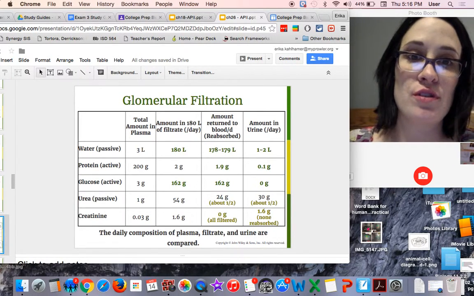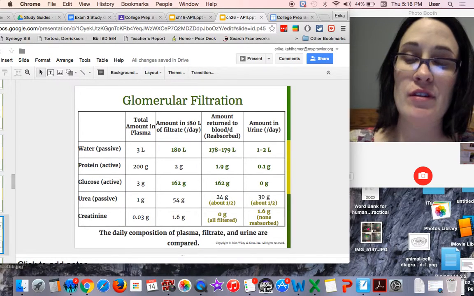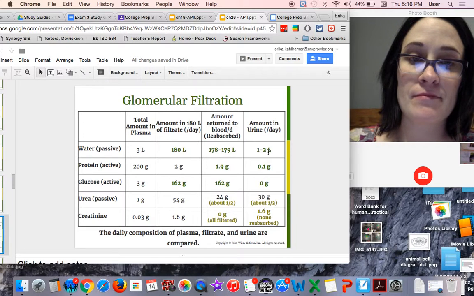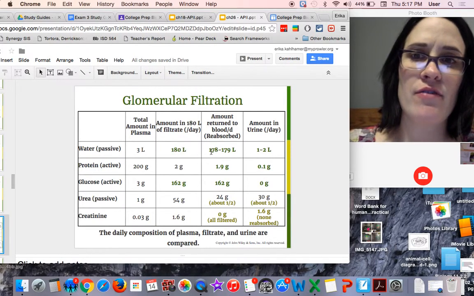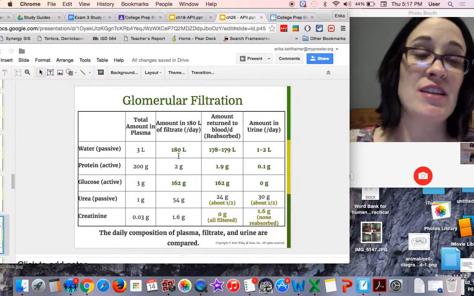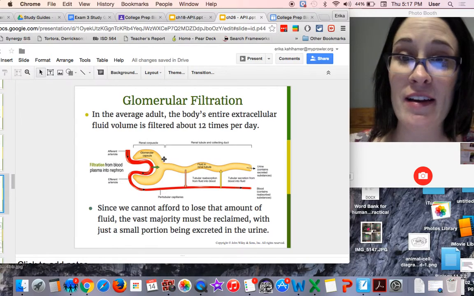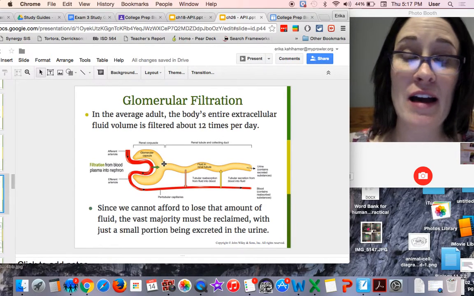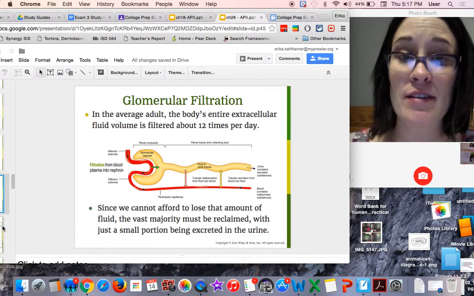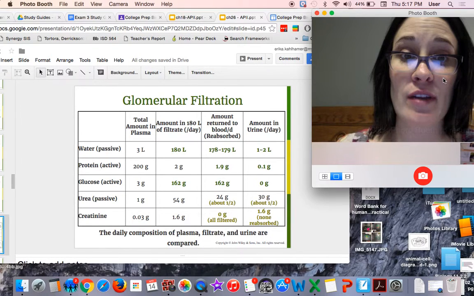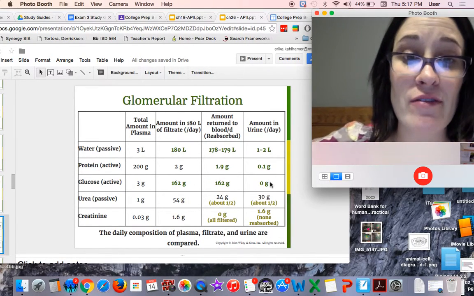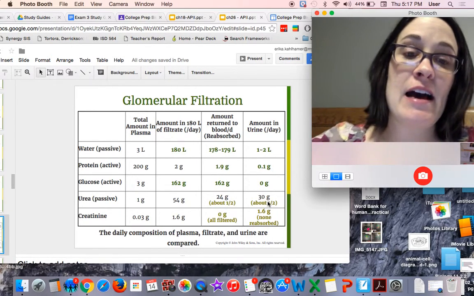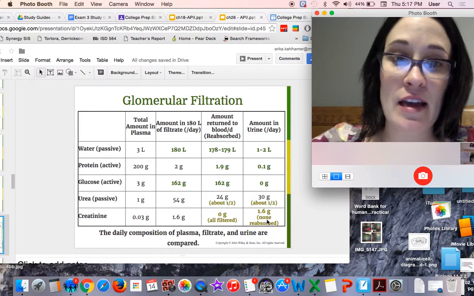This just shows a chart of the amount of urine that's produced each day. 1 to 2 liters. Look here, though, the water. The amount of filtrate produced each day is 180 liters. So if we go back here, 180 liters are pushed from the blood into the glomerular capsule. But we only excrete 1 to 2 liters. That means a lot of it is reabsorbed. We usually have 0 glucose in normal urine, a little bit of protein, some urea, which is good, and creatinine.